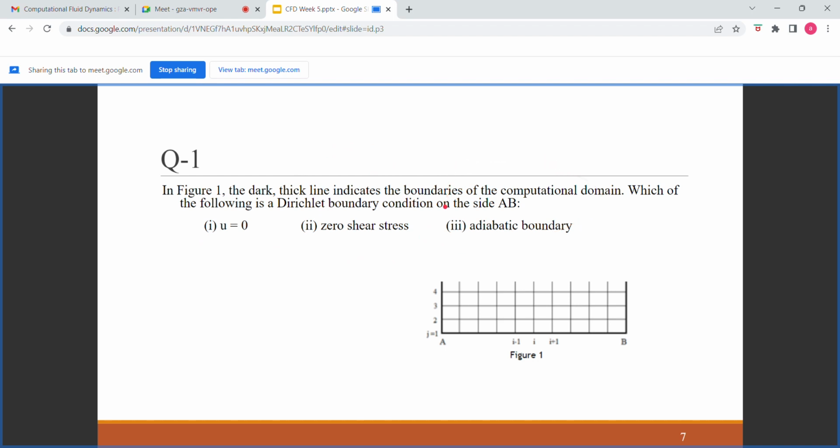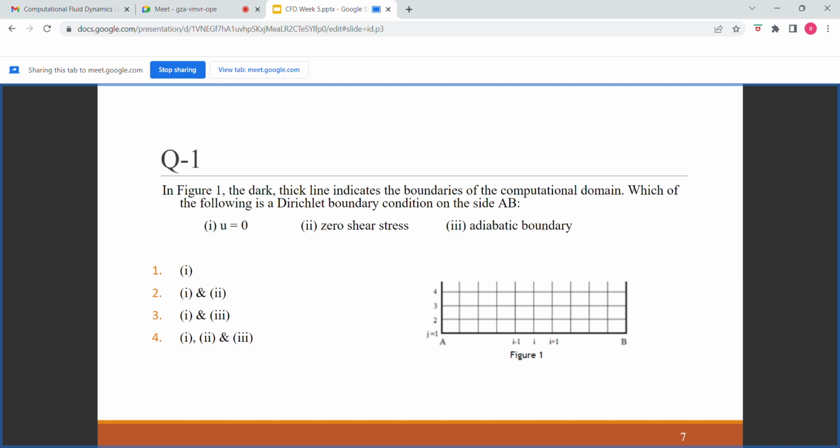Let's see what the options are. The first is 1, that is U is equal to 0, the second is 1 and 2, the third option is 1 and 3, and the fourth is 1, 2 and 3. This thick line indicates the boundary of the computational domain. So which of the following is a Dirichlet boundary condition? Before answering, we should know what a Dirichlet boundary condition is. When we specify the values of a variable at the boundary, we call that a Dirichlet boundary condition.